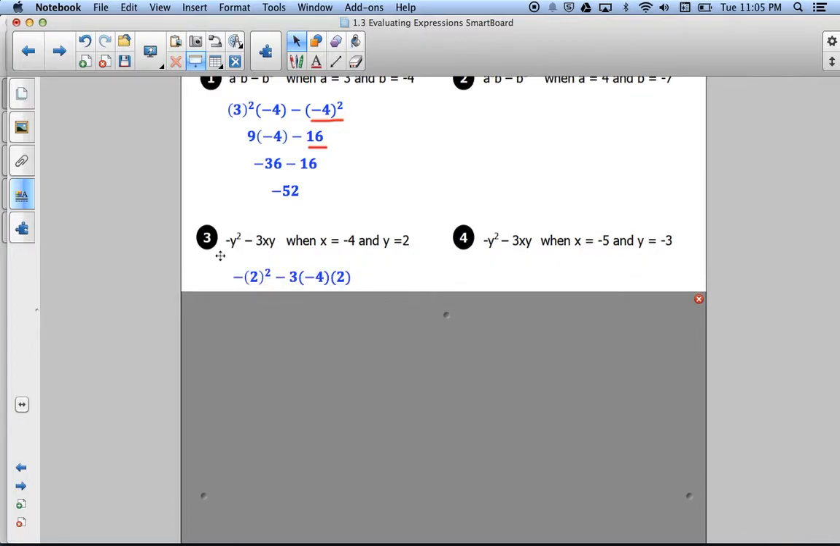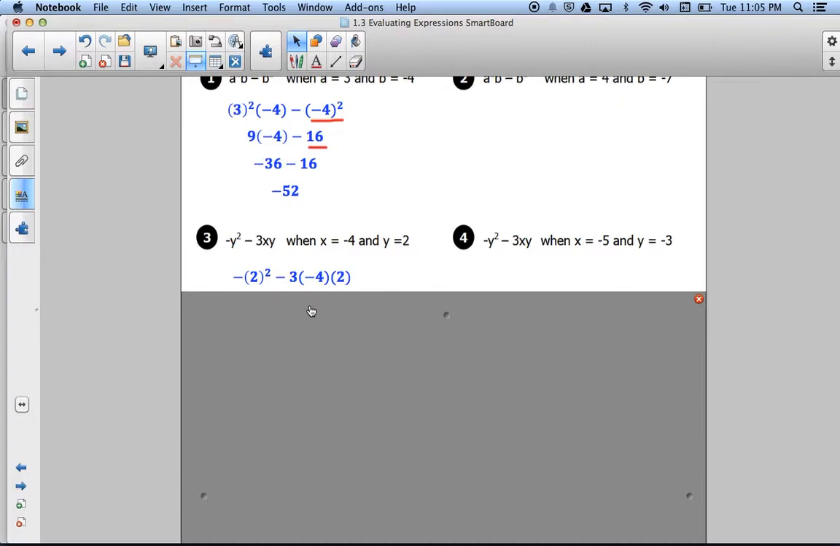So starting from left to right, I have a negative, then a parentheses 2, so negative parentheses 2 squared minus 3 times x, which is parentheses negative 4, times y, which is parentheses 2. So I've simply recopied this expression. However, when I get to a variable, I replace it with the value that it's equal to, surrounded by parentheses.